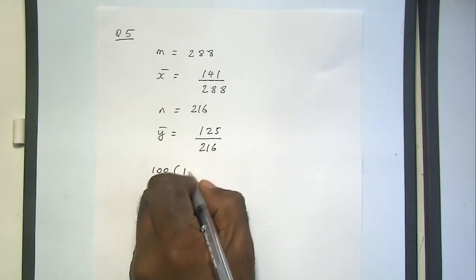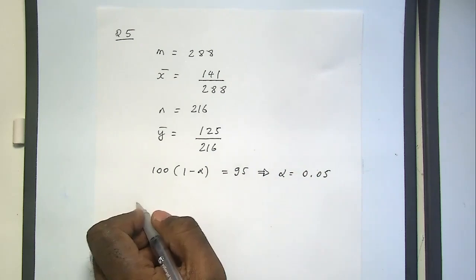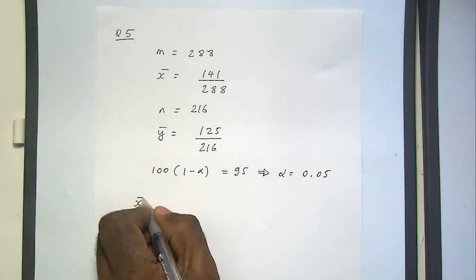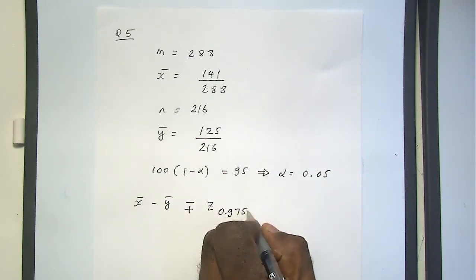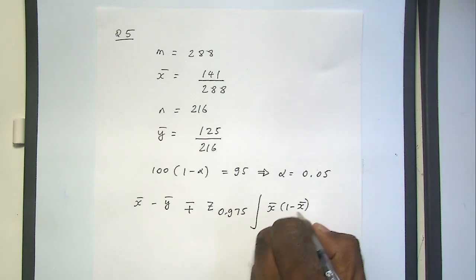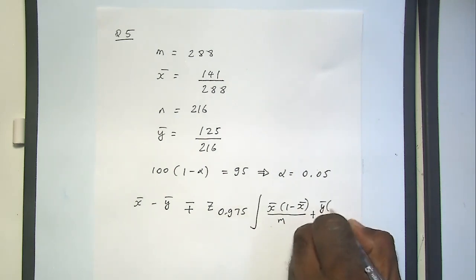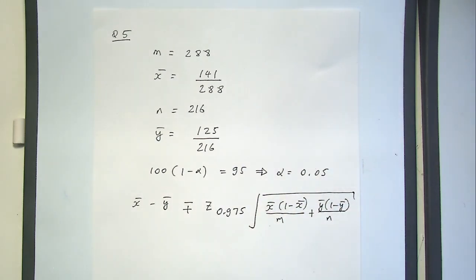So 100 times 1 minus alpha is 95, meaning that alpha is 0.05, right? So your confidence interval will be x bar minus y bar, minus or plus z 0.975 times the square root of x bar (1 minus x bar) divided by m, plus y bar (1 minus y bar) divided by n. So this is the 95% confidence interval for the difference in the two proportions. You need to sub in the x bar and the y bar from these, and also sub in the values for m and n.